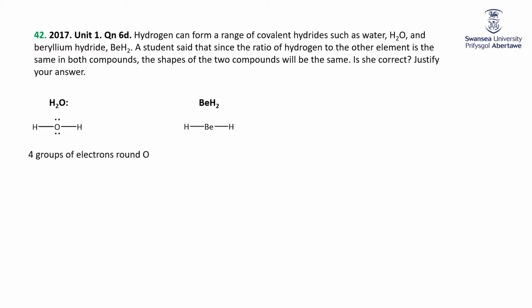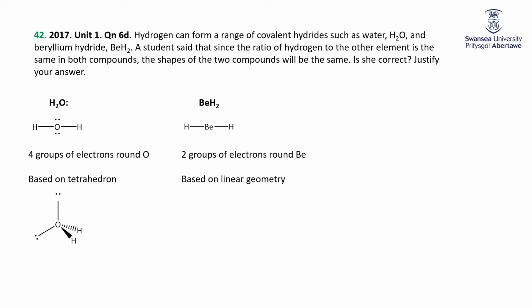Water, therefore, 4 groups of electrons around the oxygen. It's based on a tetrahedron. Beryllium hydride, only 2 groups of electrons around the beryllium, thus it is based on a linear geometry. H2O will be bent because 2 of those parts of the tetrahedron are lone pairs, thus making it bent. Beryllium hydride, no lone pairs, very distinctly linear. Student is not correct.